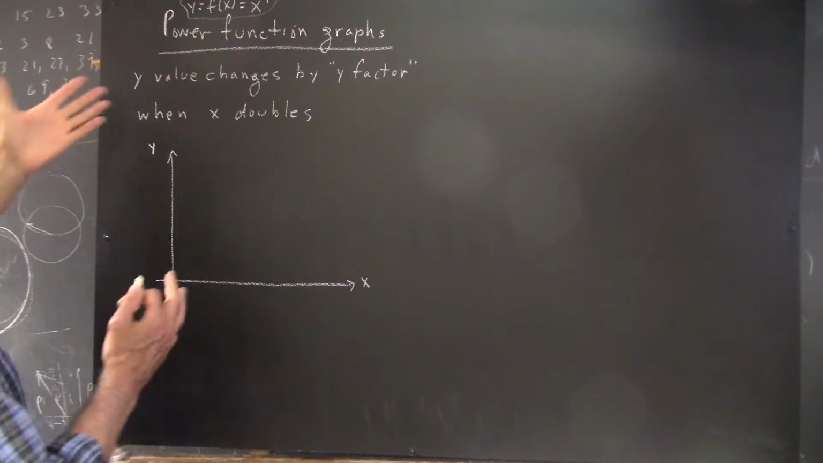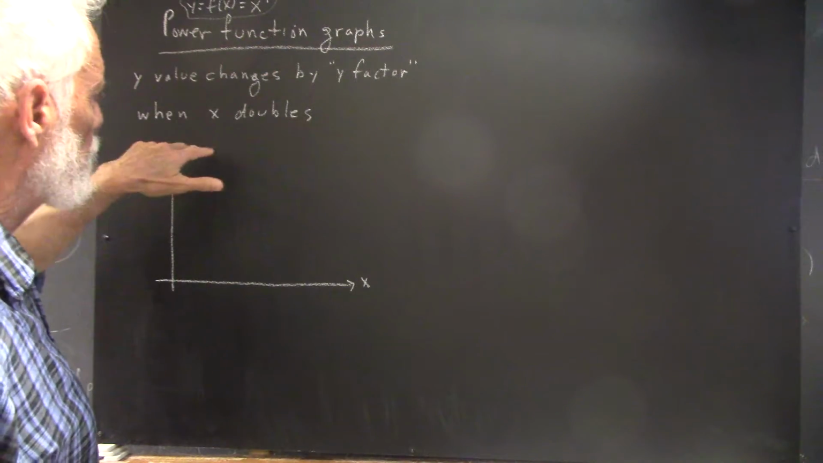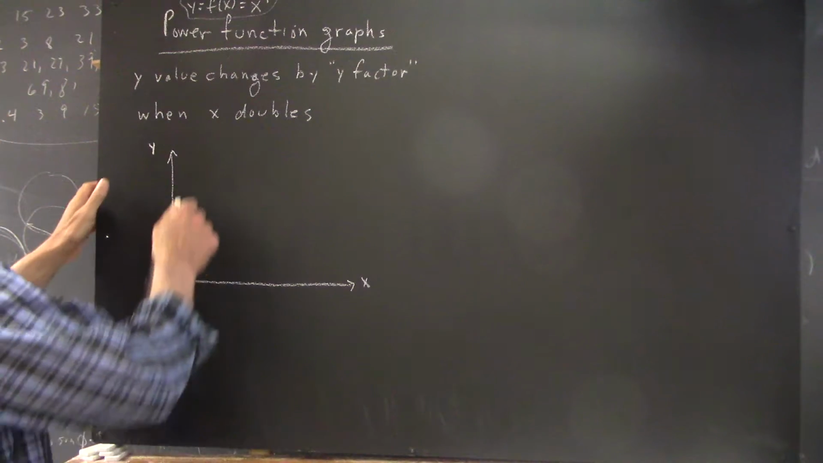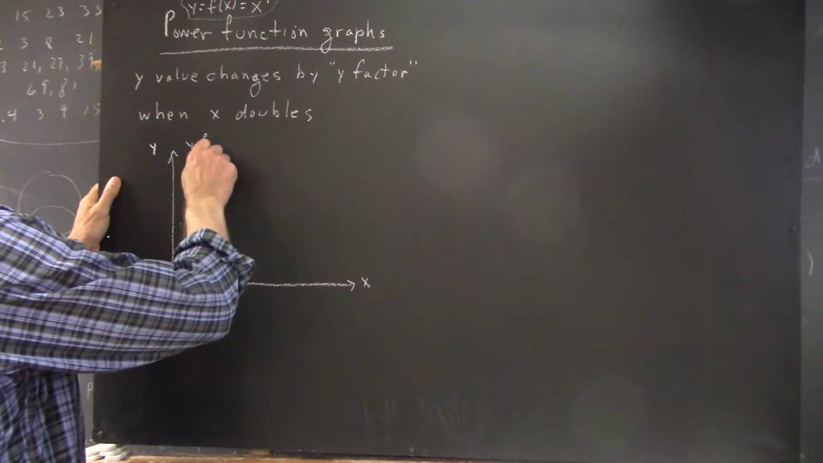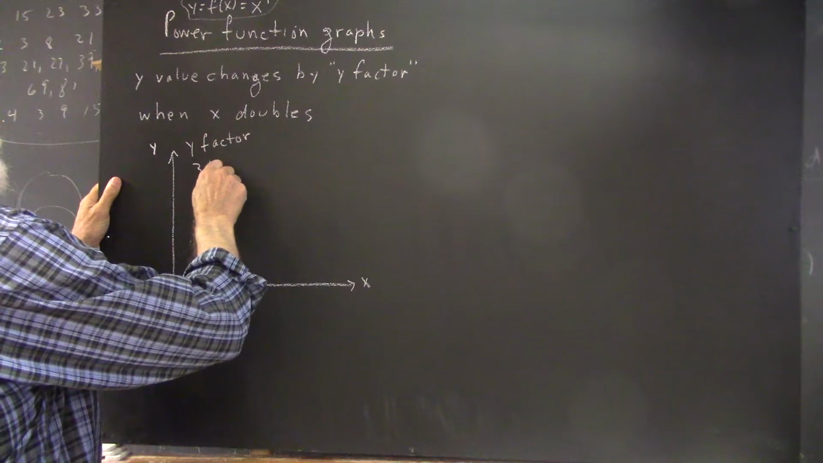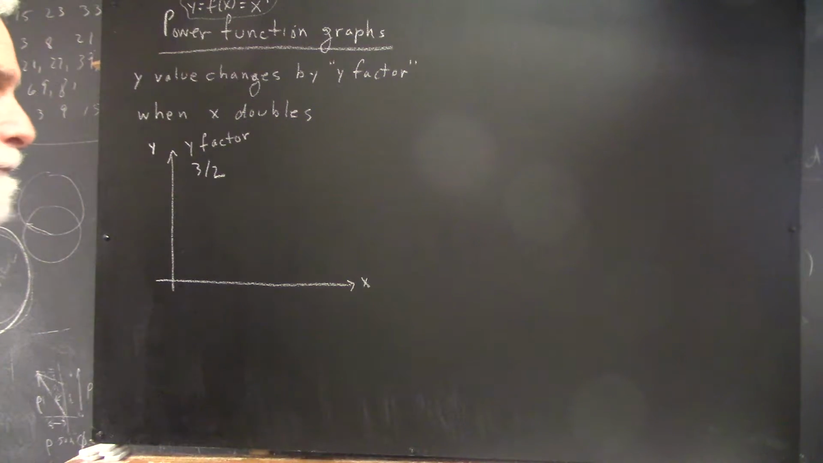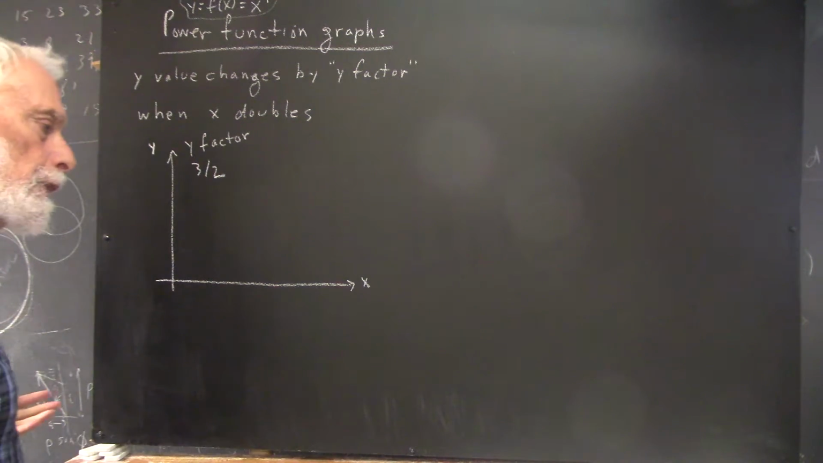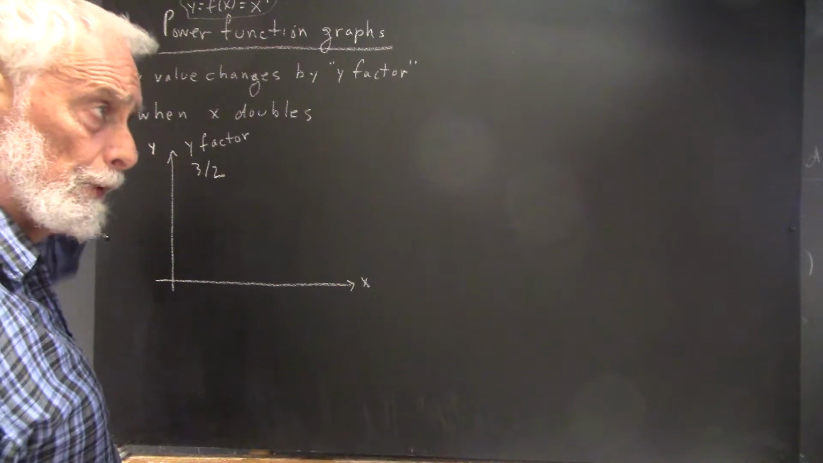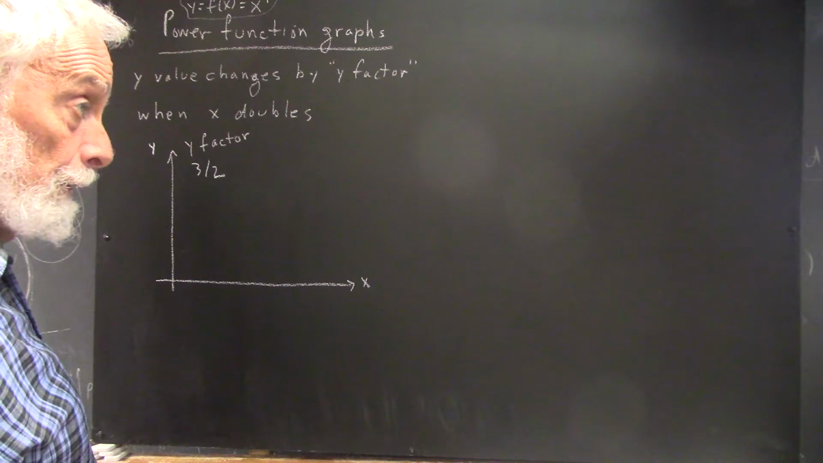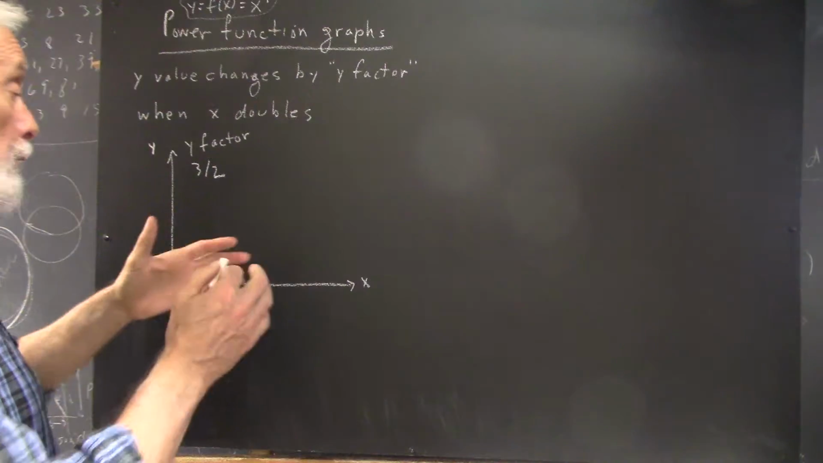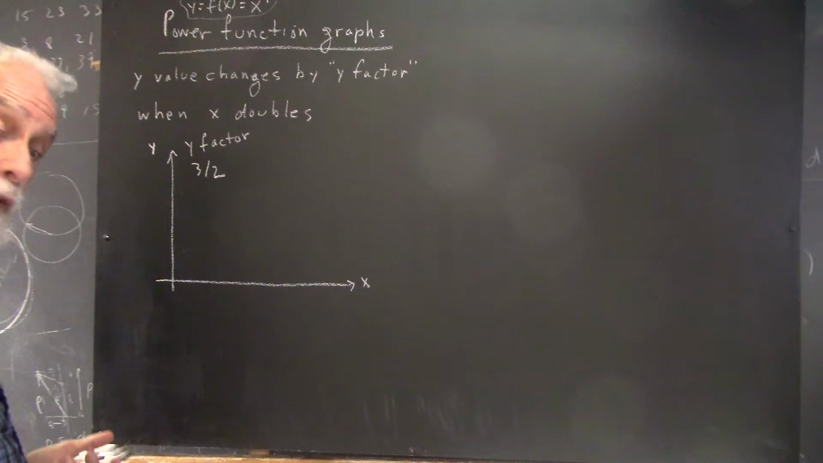Okay, so what do we have here? Y changes by a certain y factor whenever x doubles. Okay, I want to construct a graph for y factor three halves. Now, first thing I'm going to need, we have some condition that holds whenever x doubles. It's going to be very helpful to me if I have a series of x values, each of which doubles the preceding. So I can easily do that.